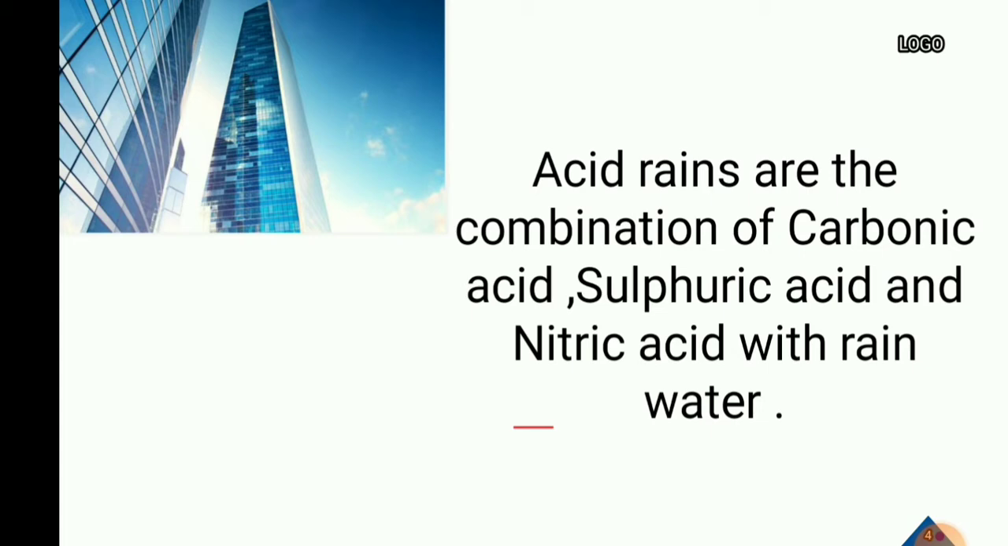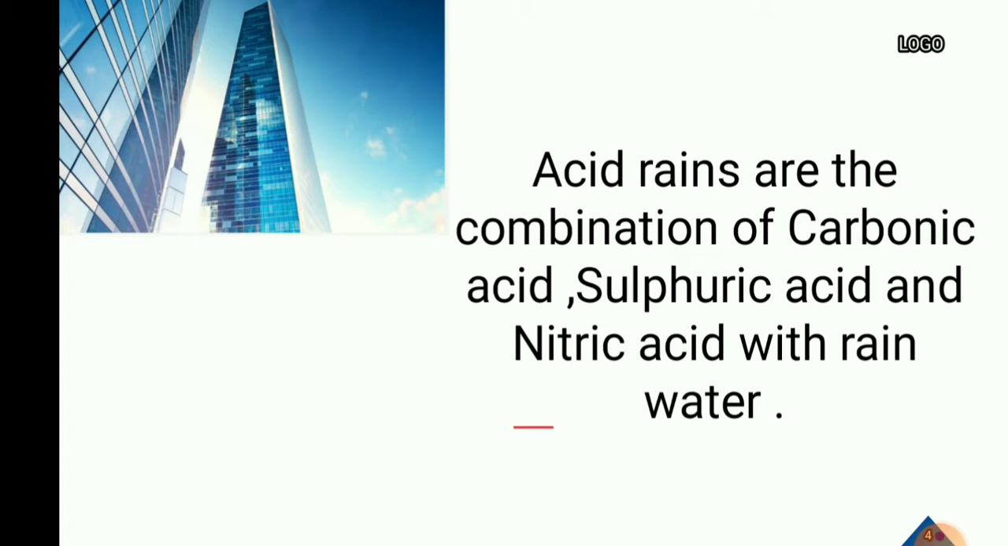If carbon dioxide combines with the water, it will form carbonic acid. Nitric oxide combines with the water to form nitric acid. Sulfur dioxide, when it combines with the water, will form sulfuric acid. Like this, they come into contact with the rainwater and form the acids and come down to the earth. And these acid rains cause damage to buildings and monuments. Most of the beautiful monuments are being damaged because of these acid rains.